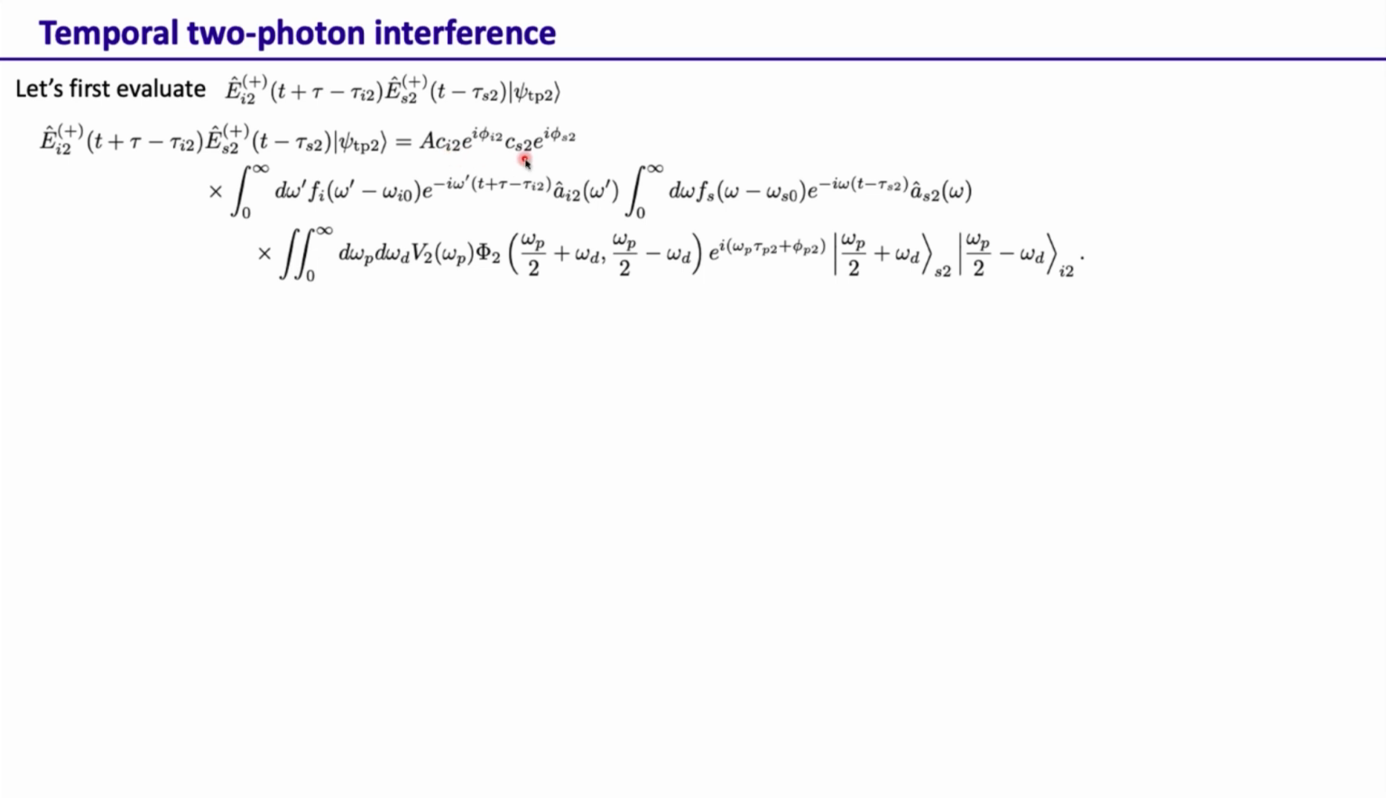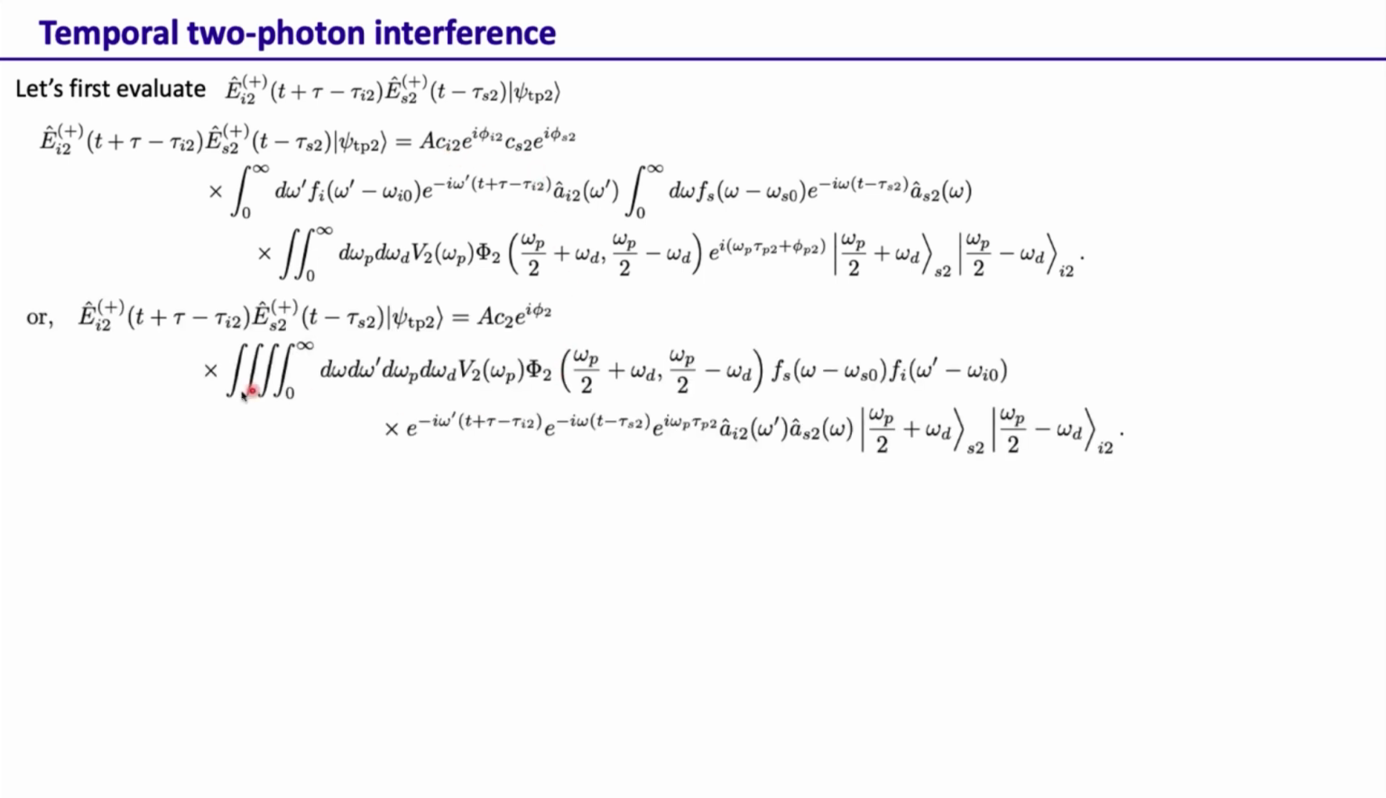Here we have the attenuation constants. Now we can rearrange them a little bit. Here we are just putting all these things together. This omega prime and omega integral correspond to EI2 and ES2, and we have the two-photon state in terms of the omega p and omega d integrals. So here we are putting all of them together.